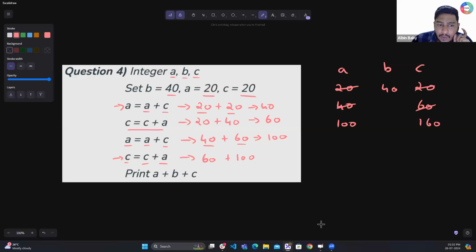Now print A plus B plus C. What is the value of A? 100. What is the value of B? 40. It hasn't changed. What is the value of C? It is 160. So what is the total answer? Exactly. The total of this is 300. So 300 will be printed.